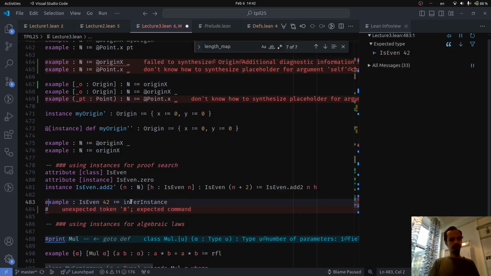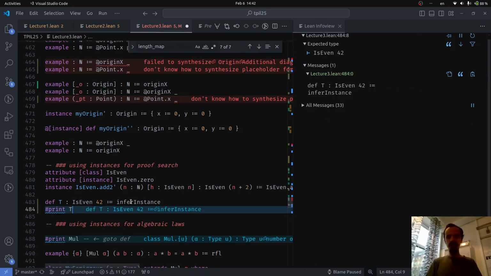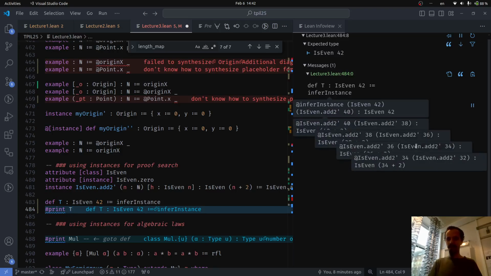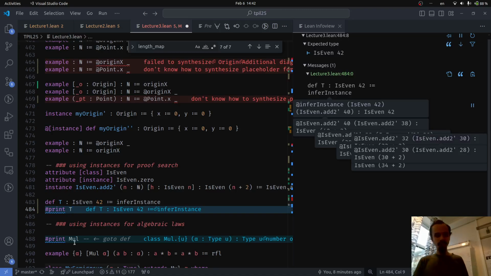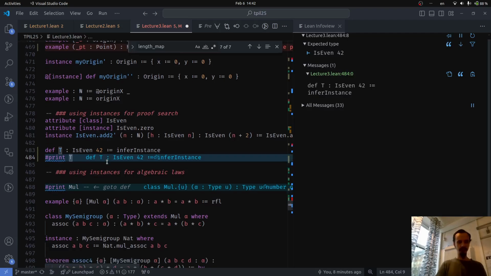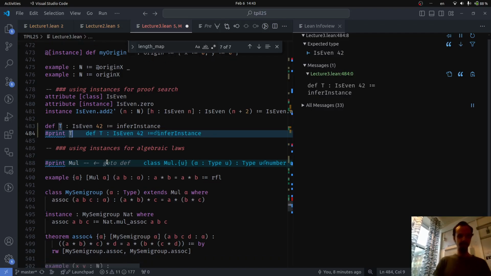If I look at the proof term, I believe I will even be able to tell that it has applied isEven.add2 a whole bunch of times. It just keeps going, right? So it was able to construct that proof by a sort of back-chaining search of all of the instances. And so that's the real use of type class inference. And Lean and Mathlib use type classes everywhere. This is super common.